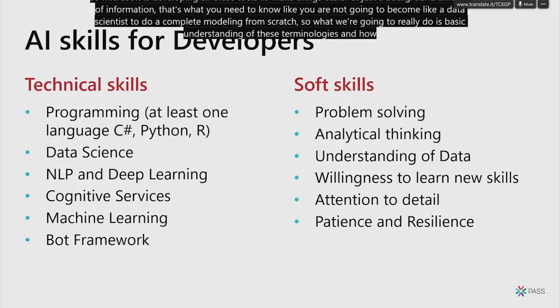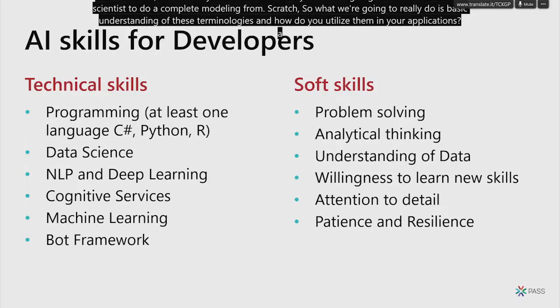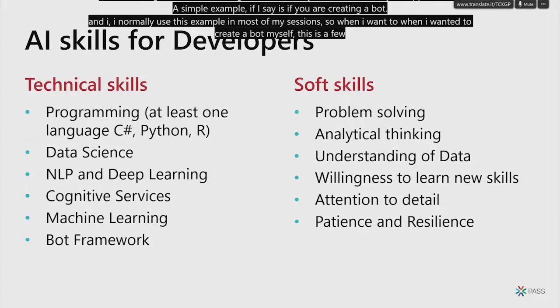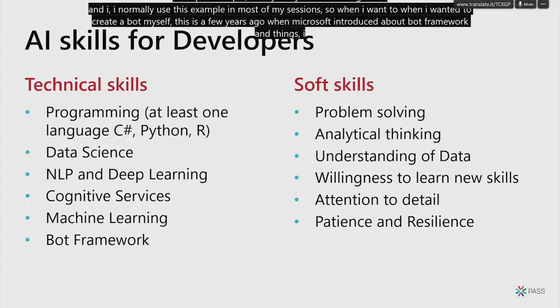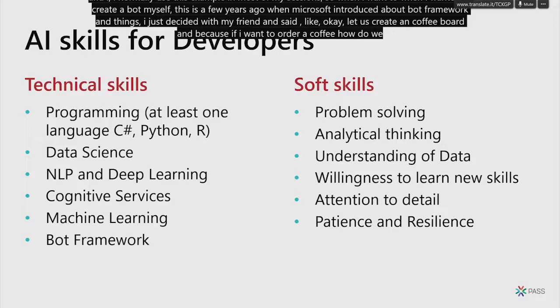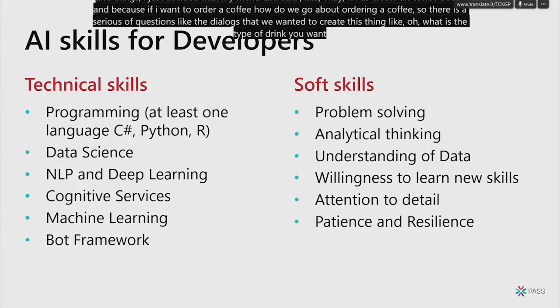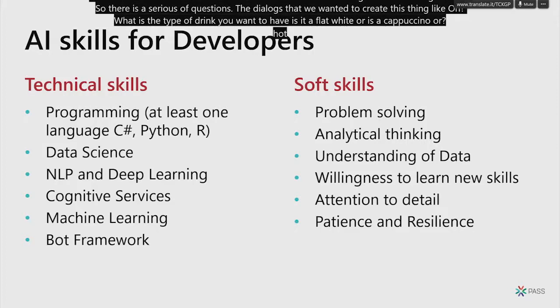in your applications. A simple example, and I normally use this example in most of my sessions, is if you are creating a bot. When I wanted to create a bot myself, a few years ago when Microsoft introduced the Bot Framework, I decided with my friend to create a coffee bot. If I want to order a coffee, how do we go about it? There was a series of questions, the dialogues that we wanted to create: what is the type of drink you want to have? Is it a flat white or a cappuccino or a hot chocolate? Then, do you have it with sugar or without sugar? Fine. Is it a regular or a large drink? Fine. So the series of questions went on and on.